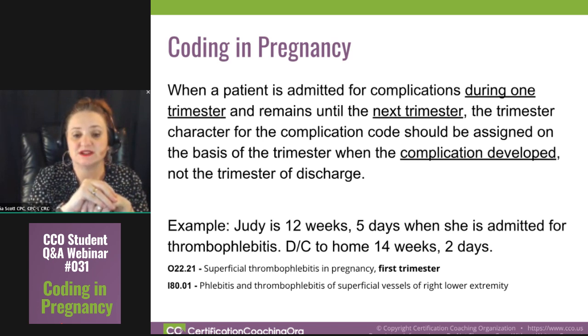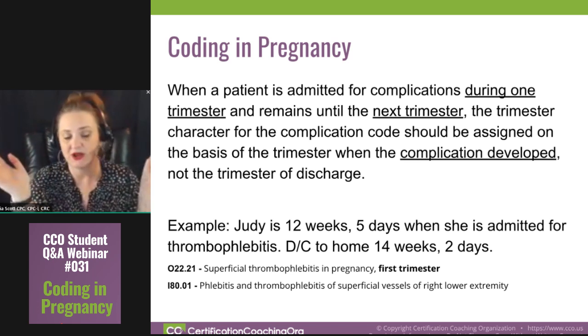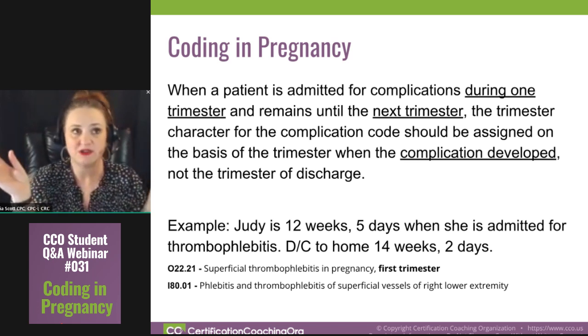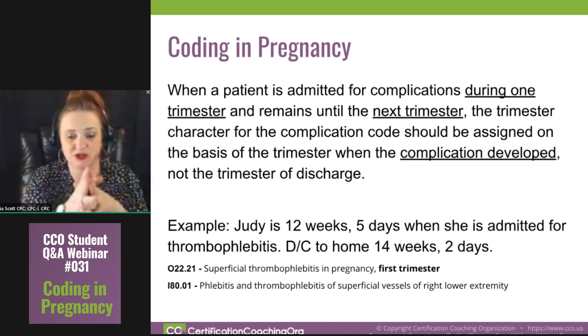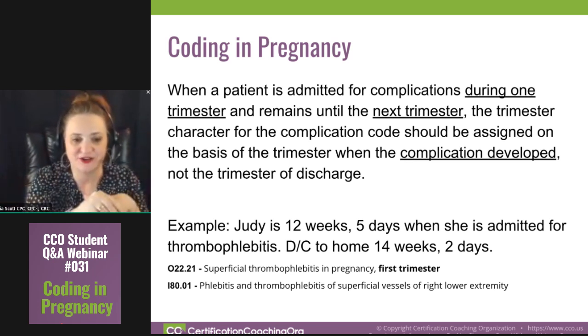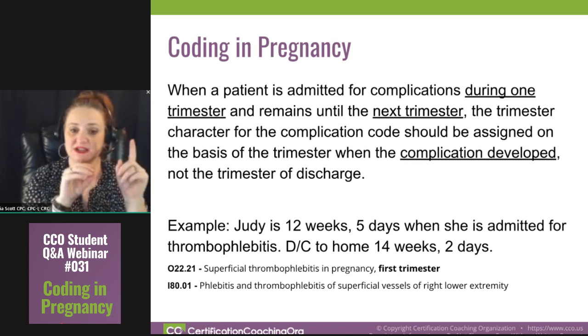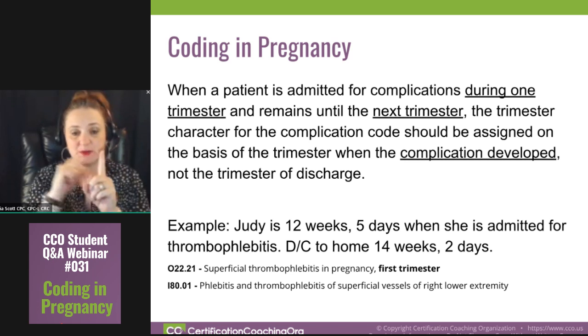So the example I created for you is that Judy is 12 weeks and 5 days, so she's in her first trimester when she's admitted for thrombophlebitis. She's discharged to home at 14 weeks and 2 days. Now, I just made this up off the top of my head, so I don't know what a normal stay would be for thrombophlebitis and so on and so forth. I was just using it as an example, so don't overthink the disease process here. Okay, so she is admitted in the first trimester and discharged in the second trimester.